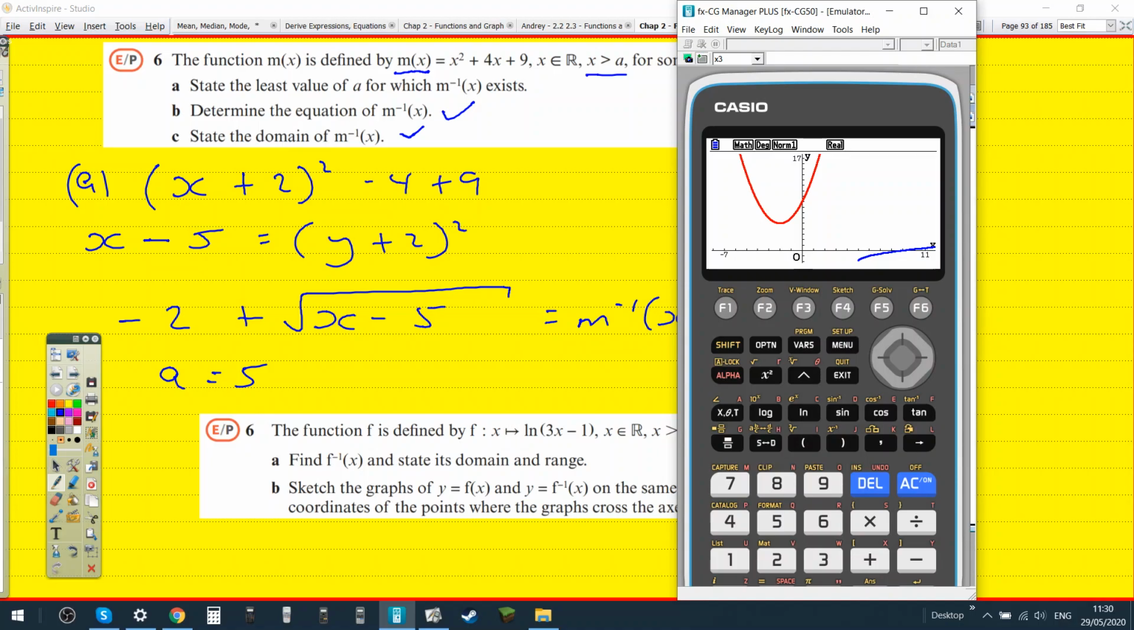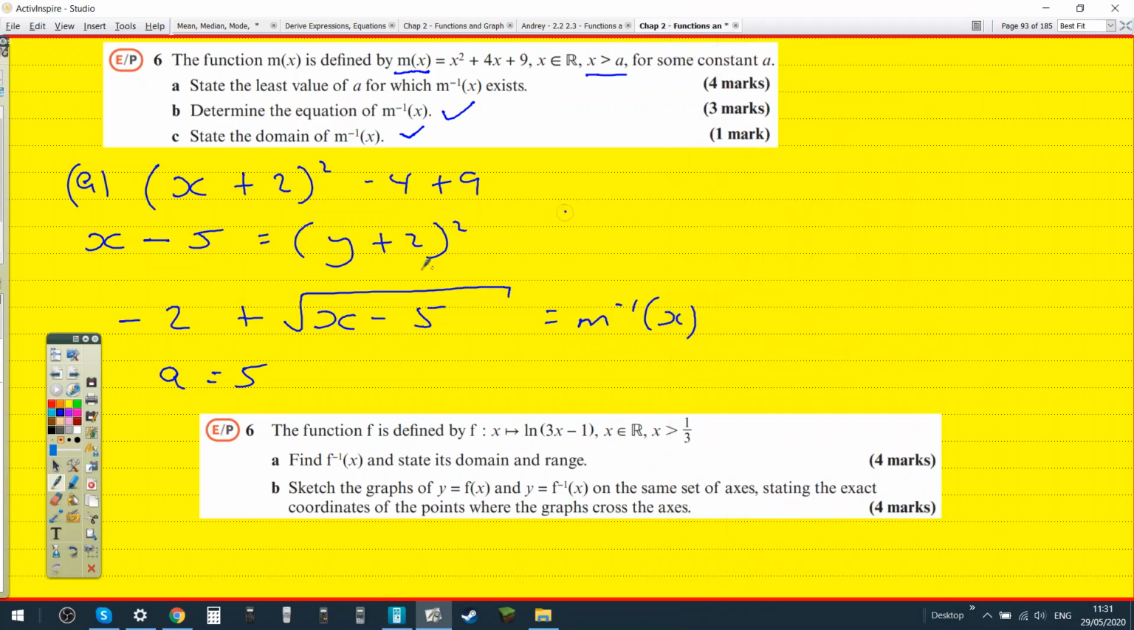Would it be like x is greater than or equal to -1? I think it's -2. Sorry, I think it's -2. Yep. And you could do shift, graphical solve, minimum, press up for the other one, and yeah, x is -2, y is 5. And so that one, a, is -2.